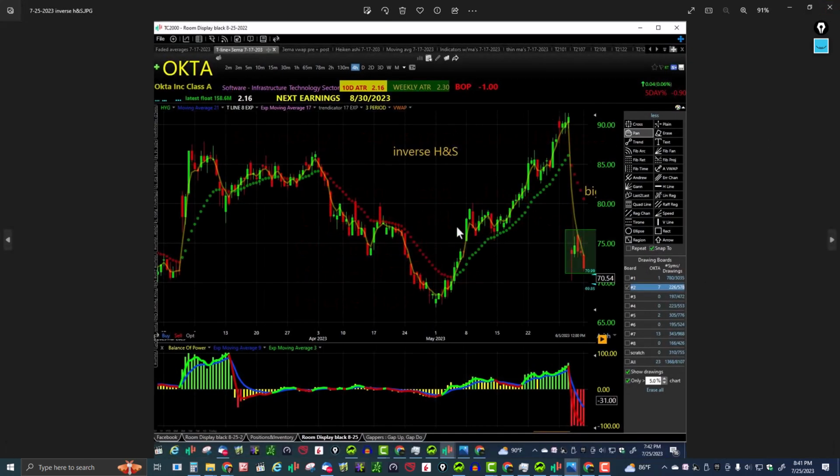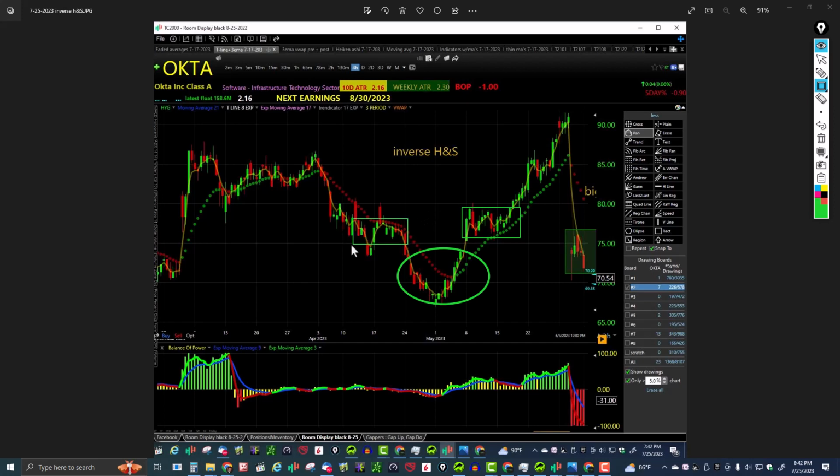Here's Okta. This is the inverse head and shoulders right here. Okay, so we'll put the head in. This would be our head, all of this right here. So we'll draw that in. There's the head. Right here is going to be our left shoulder, and this is our right shoulder right there. So we'll block those two off. Right shoulder, left shoulder.